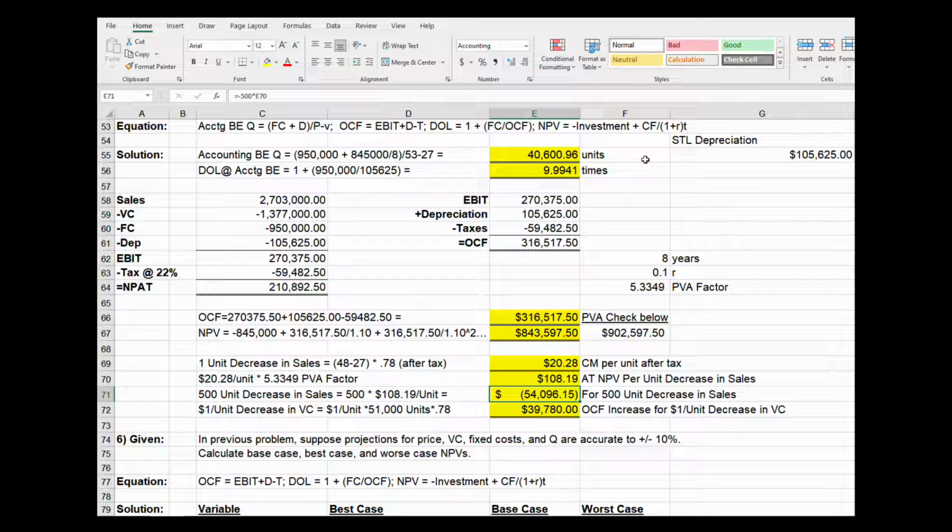500 units, negative 54,096.15. And the OCF increase for a $1 decrease in variable cost: I take $1 times 51,000 units times 0.78, and I get an OCF increase of 39,780. And there are your answers to problem number 5.